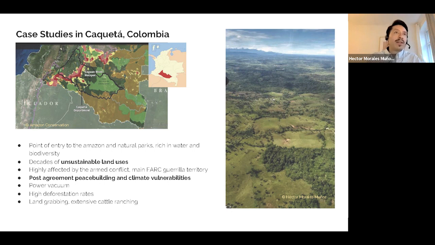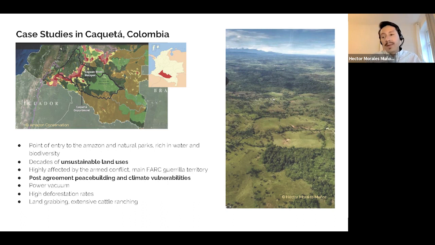So you can see here on the map how the deforestation hotspots are entering into protected areas, such as this one, which is called the Serranía de Chiribiquete, which is a natural park that is the size of Belgium and is being threatened now by an expansive agricultural frontier. And yeah, this was basically the context of the case.